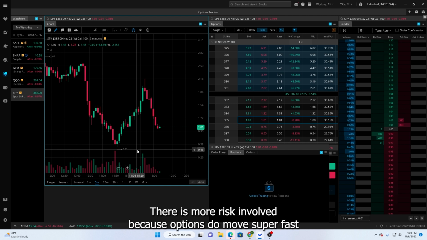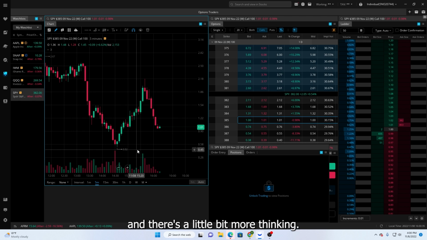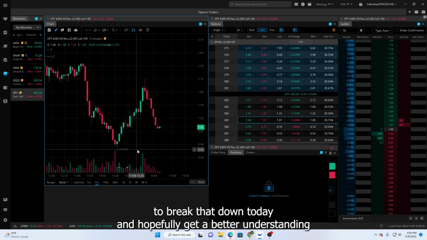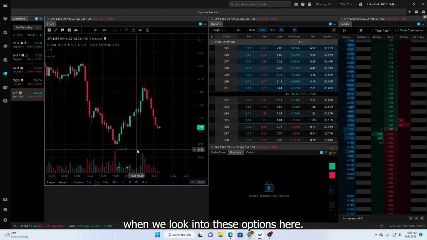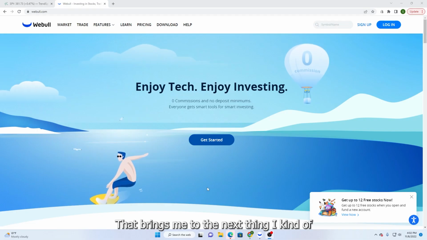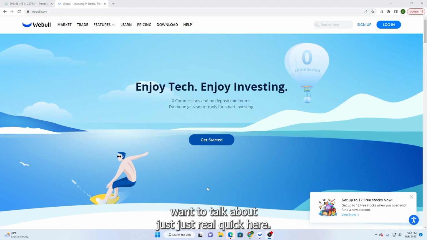There is more risk involved because options do move super fast and there's a little bit more thinking, but we're going to start to break that down today and hopefully get a better understanding when we look into these options here.